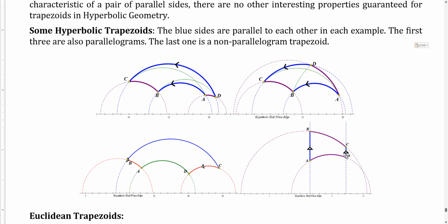In this case, the blue ones here are the bases. I guess in all these cases, the two blue sides are the bases, or the blue and the green one here. And you could think of the other ones. I guess I'm thinking of the two red ones as being the bases here. And of course, in a parallelogram, you can think of either set as the base and the other as the legs. It goes either way. But in a general trapezoid, you have parallel sides that are the bases, and the potentially non-parallel sides are the pair of legs.